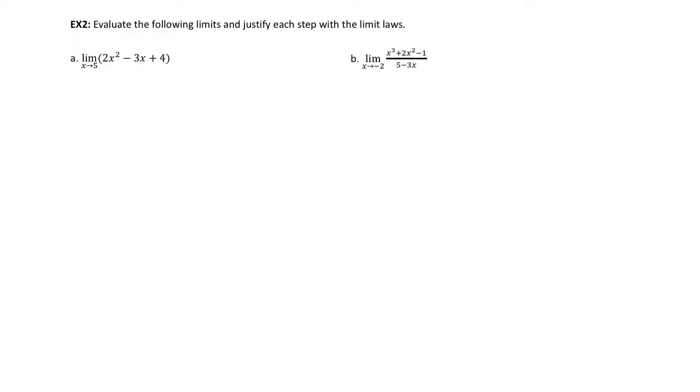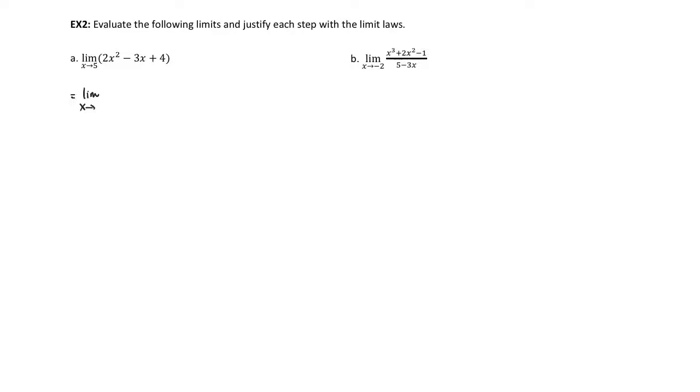Example 2 is asking us to evaluate the following limits and to justify each step with the limit laws, with the properties of limits that we just developed. In other words, be formal. Don't try to cut corners. So I'm going to go ahead and think of each term as a separate function. Imagine f of x is 2x squared, g of x is negative 3x, h of x is constant, equal to 4. So the first property says that I can apply the limit to each term separately.